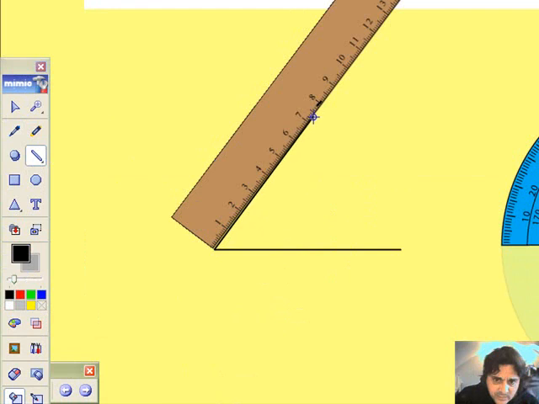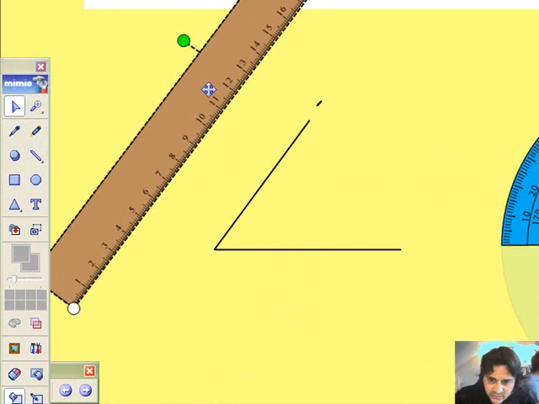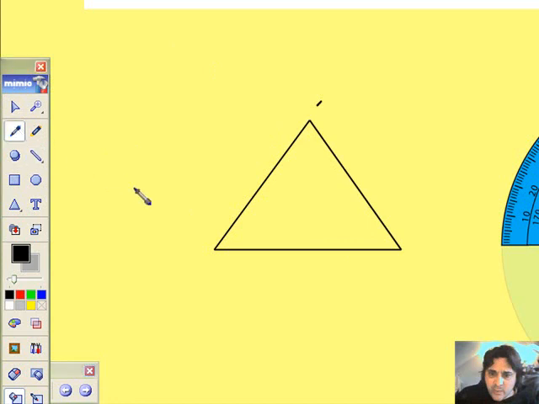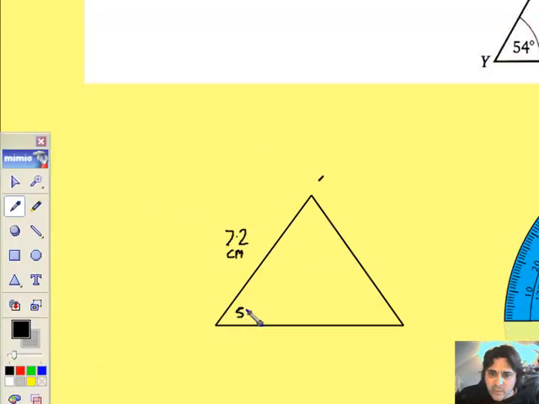Don't need my marker anymore, just join the ends, and you know how to do that. From there to there. Label up the little picture. We've got a 7.2 there. We've got ourselves a 54-degree angle. I was happy with that arrangement. And we've got ourselves a base of 8.4. Label vertex X, vertex Y, vertex Z. And that's that done. Make an accurate drawing.